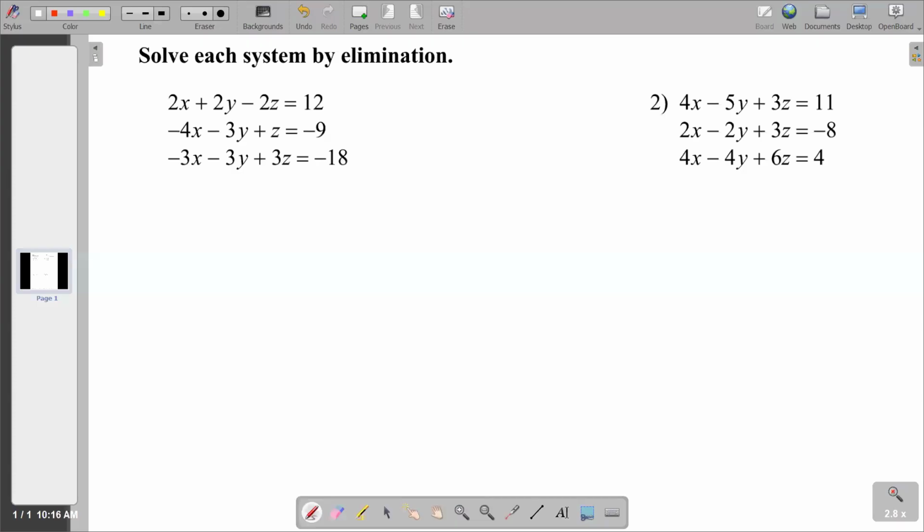So you want to get rid of the Y's. So how are we going to make that happen? Perfect. Good. And the signs are already set, odd man out, right? We got a positive, negative, negative, so we're good. So we're going to go times 3, times 2, and times 2.